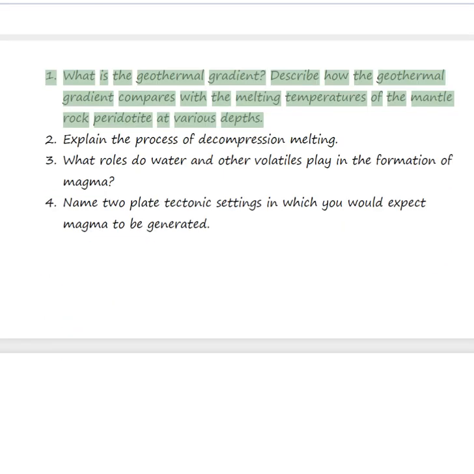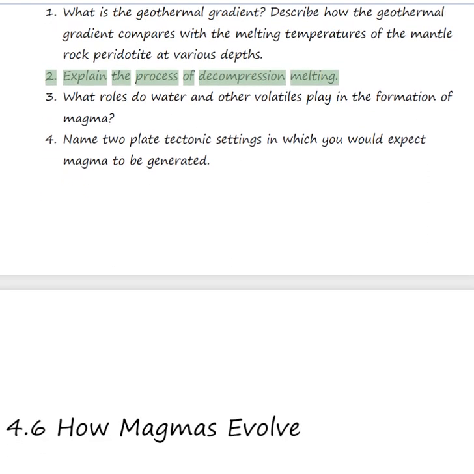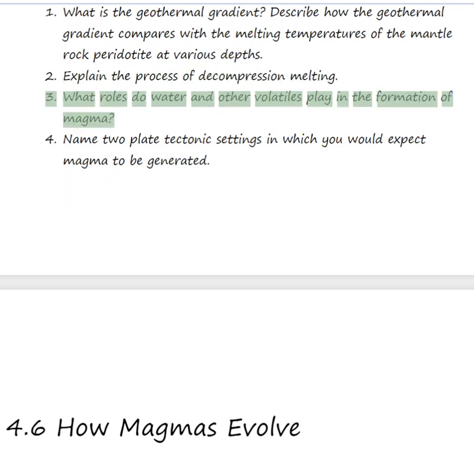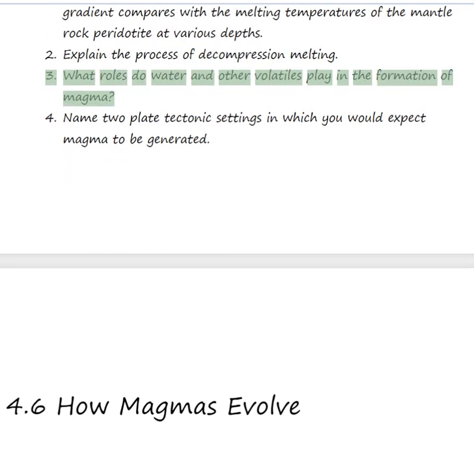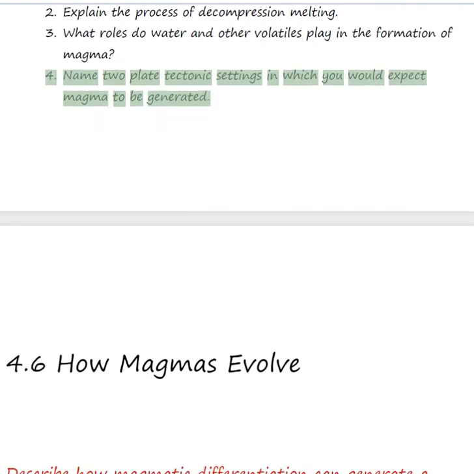Concept checks 4.5. 1. What is the geothermal gradient? Describe how the geothermal gradient compares with the melting temperatures of the mantle rock peridotite at various depths. 2. Explain the process of decompression melting. 3. What roles do water and other volatiles play in the formation of magma? 4. Name 2 plate tectonic settings in which you would expect magma to be generated.